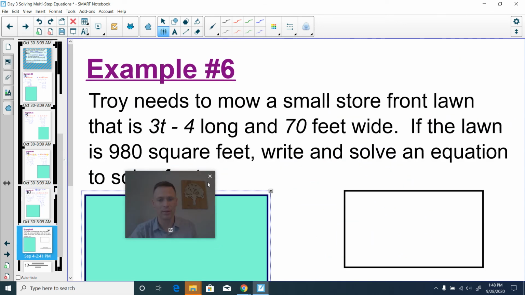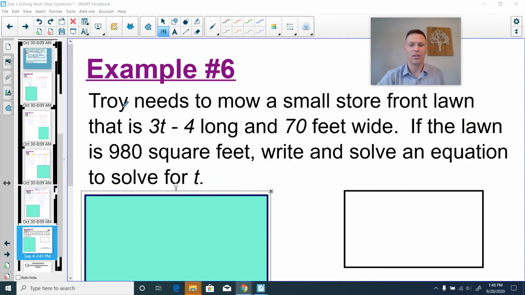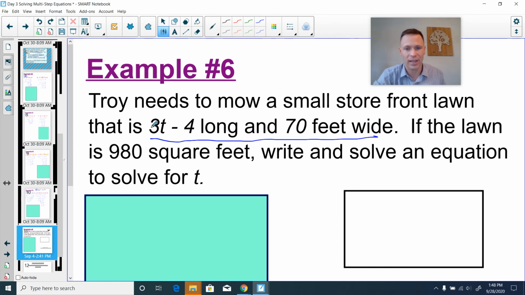All right, last problem here. So Troy needs to mow a small storefront lawn that is 3t minus 4 long and 70 feet wide. Okay, so let's just stop there and think about this. I have length and width here. So I'm just going to label it. I have a rectangle already drawn. So I'm going to call this my length. I'm going to call that 3t minus 4. And that goes from here to here. And I'm going to call this here my width. And that's 70. And that goes from here to here.